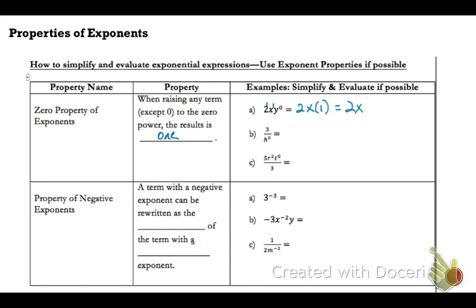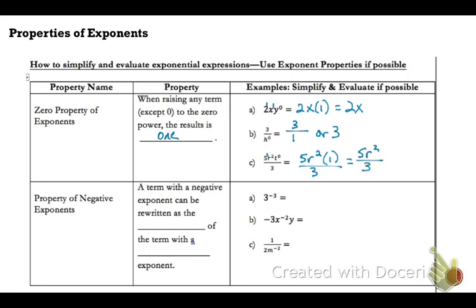And in B, we have 3 divided by h to the zero power. So it's only the h that's affected. That becomes the value of 1. So that would be 3 divided by 1, which is simply 3. And in part C, 5 is technically to the first power, r is to the second power, t is to the first power, so that is the term that becomes 1. So 5r squared times 1 is simply 5r squared.